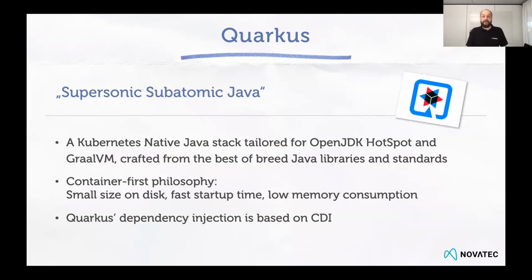And they say they are drafted from the best of breed of Java libraries and standards, which means especially if you have some kind of JEE or Jakarta EE or perhaps MicroProfile background, you will find lots of libraries you already know, like RESTEasy or Hibernate, stuff like that, and can reuse your skills. So you don't have to learn a completely new technology stack. Everything you already knew can be used within Quarkus. They have this, I already kind of mentioned it, a container first philosophy, where they strive to get small size on disk, fast startup time, and low memory consumption.